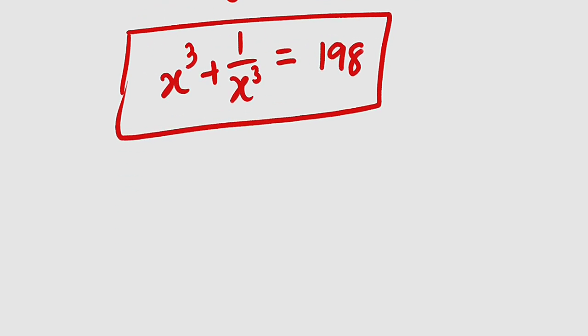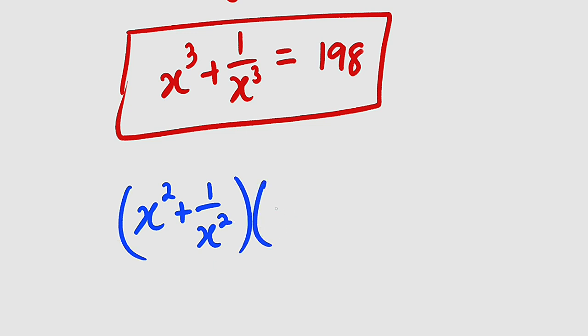and hence we can multiply x to the power of 2 plus 1 divided by x to the power of 2. We take this, then we multiply that by x to the power of 3 plus 1 divided by x to the power of 3. Once we do that, we are going to obtain a term that corresponds to what? X to the power of 5.